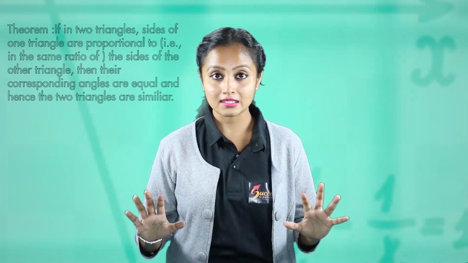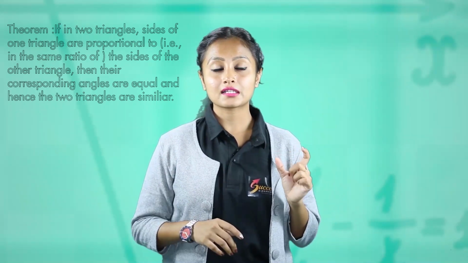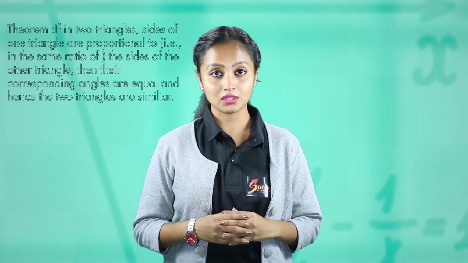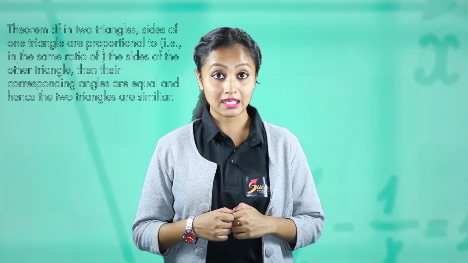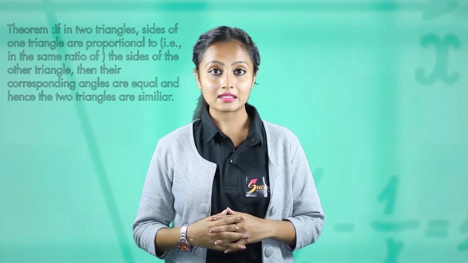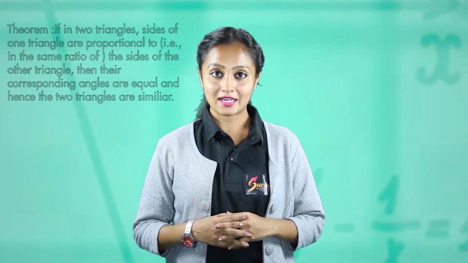So moving on to the next theorem. We just discussed the angle criterion of the similarity of triangles. Now let us talk about the side criterion of the similarity of triangles. If in two triangles the corresponding sides are proportional, then the corresponding angles are equal, and we call those two triangles similar triangles.